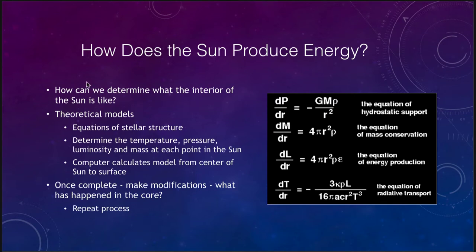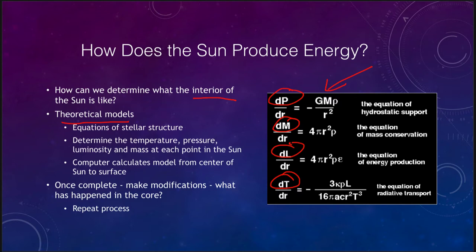First of all, how can we determine what the interior of the sun is like? We can use theoretical models. Now, far more than we go into in the class, these are examples of the equations of stellar structure. If we use these, we can make a model that will allow us to determine things like temperature, pressure, mass, and luminosity at every point within the sun, based on various other numbers, based on the distance, r being the distance from the center of the sun. So you could do this.